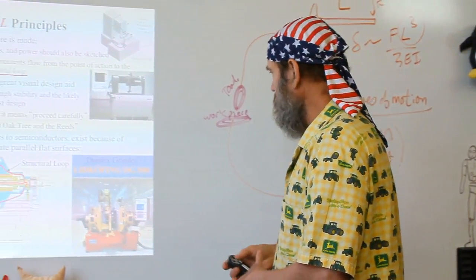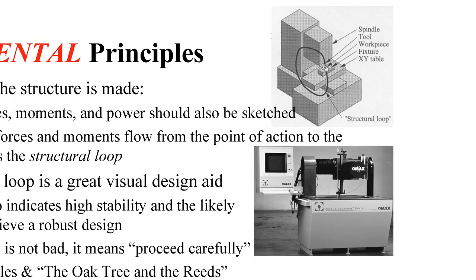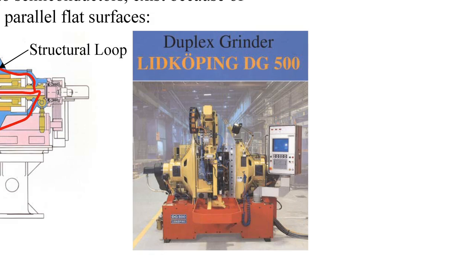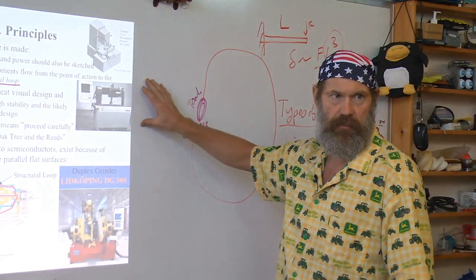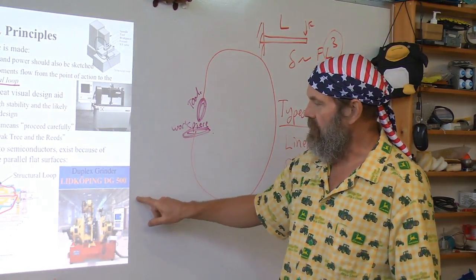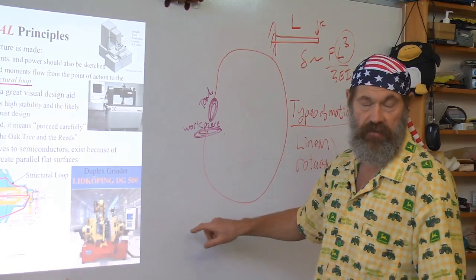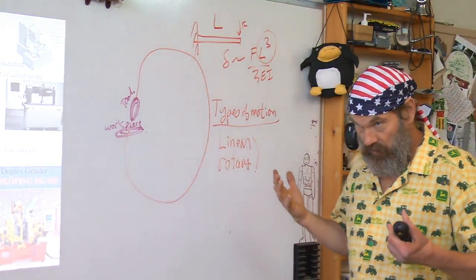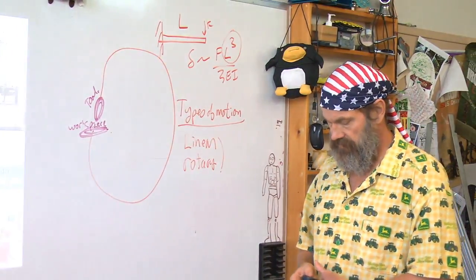Now, when we look at some of these different machine tools, you'll notice you have open structural loops, closed structural loops, different machines accomplishing different functions in terms of the stiffness you get and the operating environment, the ergonomics of operating with the machine.